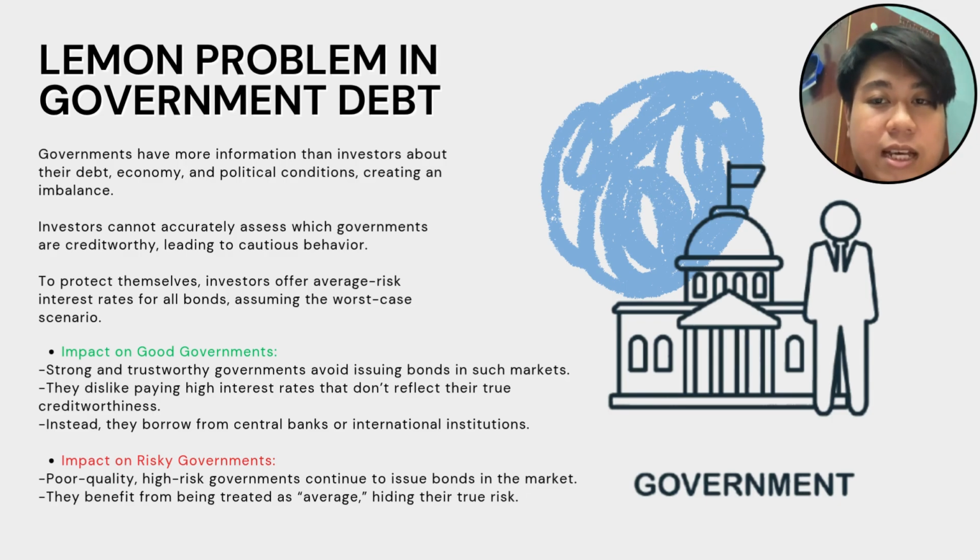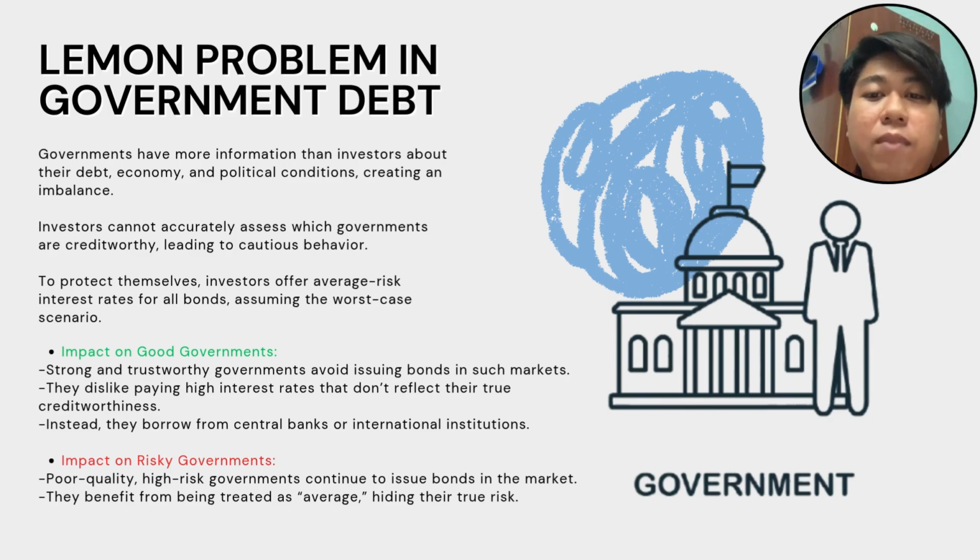So how does this apply to government debt? Basically, when a government issues a bond to raise money, investors try to evaluate how risky it is to lend them money. But the problem is the government usually has more information than the investor. So this creates the first problem, which is asymmetric information, which basically means only the government knows the full truth about the economic health, the political stability, and the hidden debts.